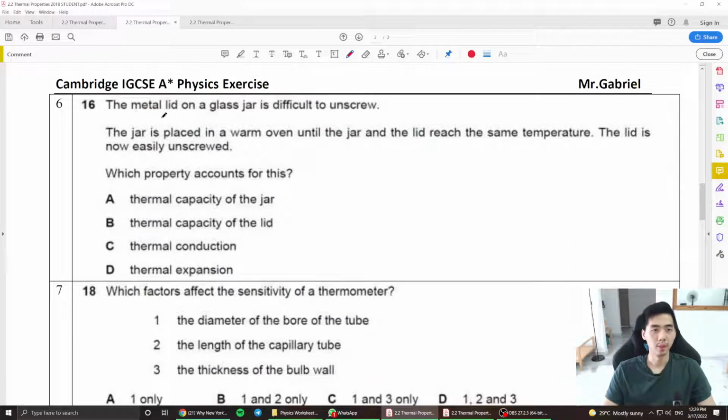Alright. A metal lid on a glass jar is difficult to unscrew. The jar is placed in a warm oven until the jar and the lid reach the same temperature. The lid is now easily unscrewed. Which property accounts for this? Thermal capacity of the jar, not logical. Thermal conduction, nothing to do with that. Thermal expansion is definitely the answer here, right? Because when the lid is relatively larger, it's easier to unscrew, right?